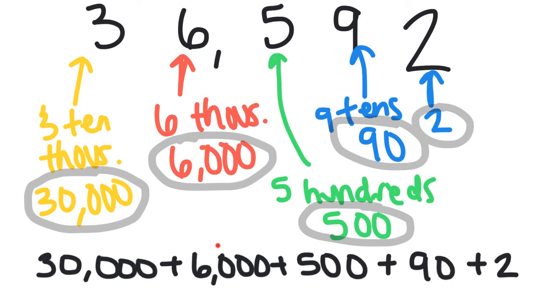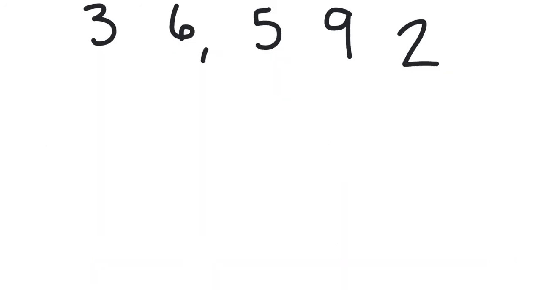30,000 plus 6,000 plus 500 plus 90 plus 2. This is expanded form. You can see I took my number and I stretched it out into its place values. Mathematicians, so far we know that standard form is in numbers. Expanded form is stretched out into place values.